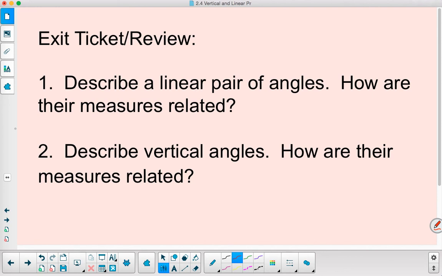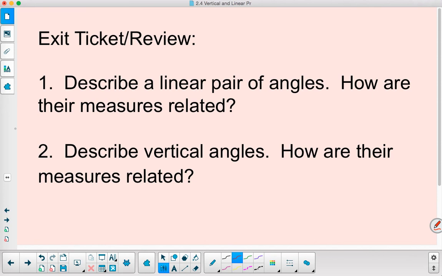Okay, let's review a little bit before you start on your assignment. It says, describe a linear pair of angles and how are their measures related? Describe vertical angles, how are their measures related? Pause so that you can answer those questions.